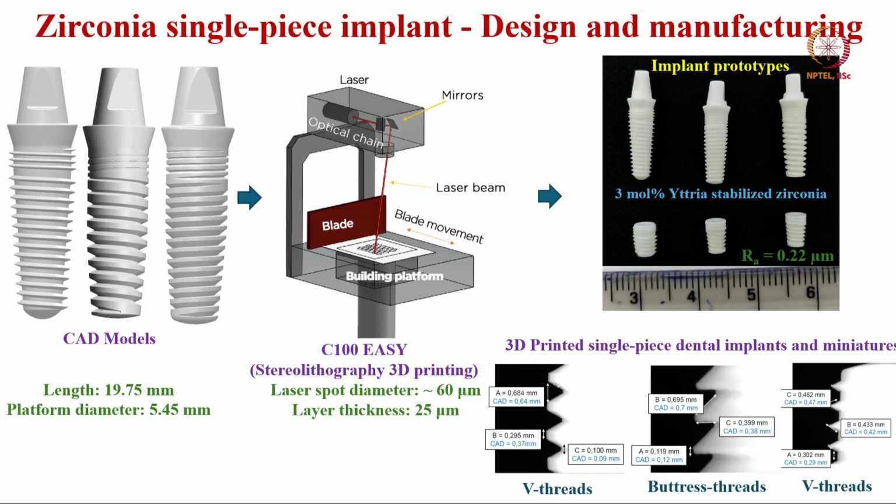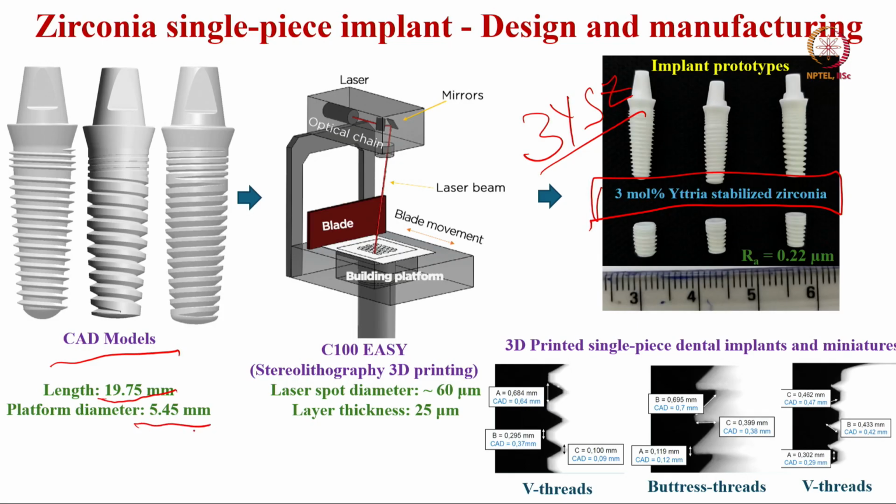Now, zirconia single-piece implants. When we started the ceramic dental implants, we used 3 mole% yttria stabilized zirconia. As I mentioned, this is 3YSZ. One of the major things that we are trying to innovate is the CAD models. What are the design concepts? Length is 19.75 millimeter, and platform diameter is 5.45 millimeter. We have different kinds of screw thread geometry. Then subsequently we used stereolithography based 3D printing with laser spot diameter 60 micron and layer thickness 25 micron.